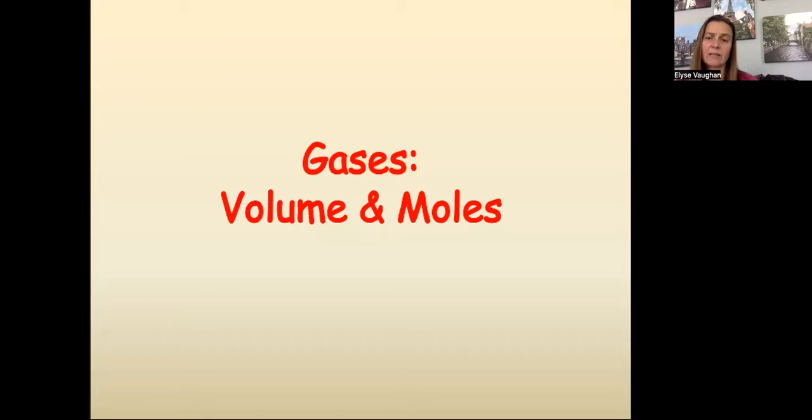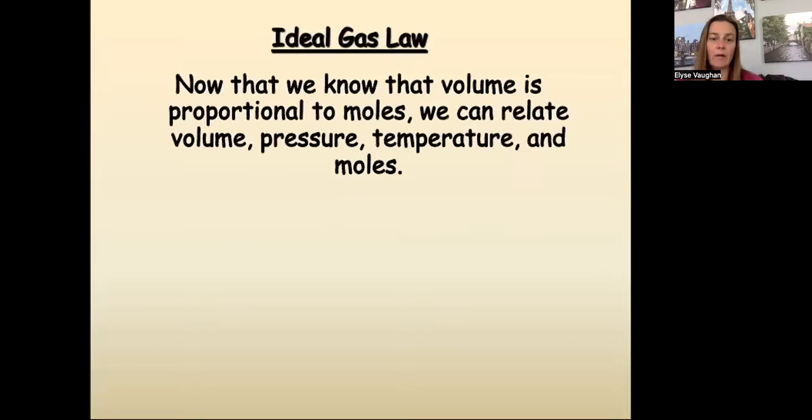So our ideal gas law kind of takes all of those variables and puts them together. So we already know that volume is proportional to moles. We can relate the volume, pressure, temperature, and moles. And now we want to take one law that, rather than talking about what happens when things are changed, we want to be able to calculate at a given condition, a given volume, pressure, and temperature, how many moles are present, or given number of moles and pressure and temperature, what's the volume?